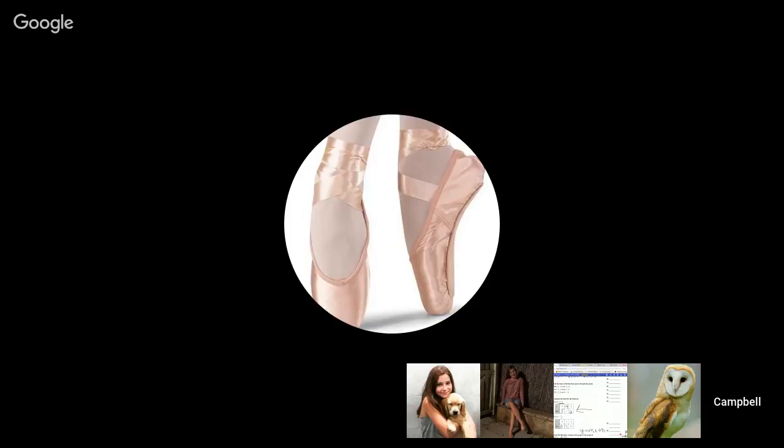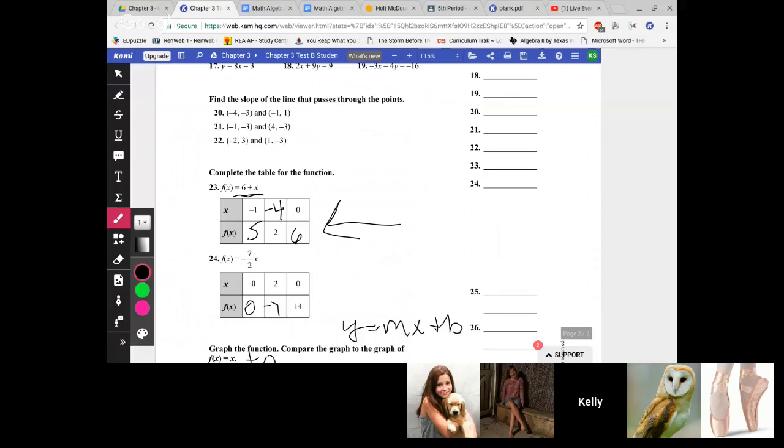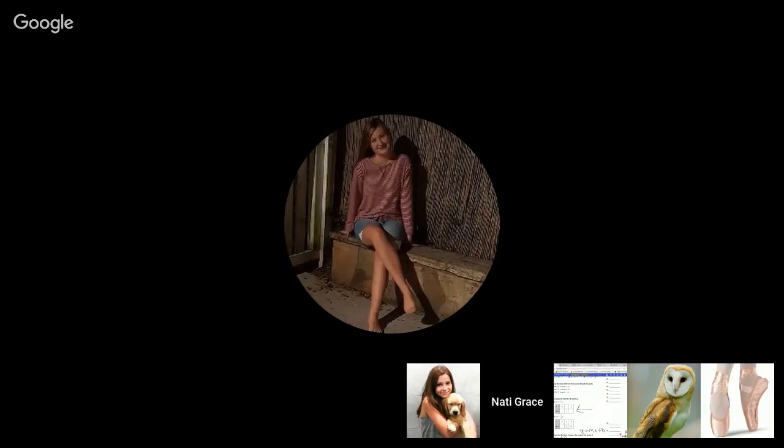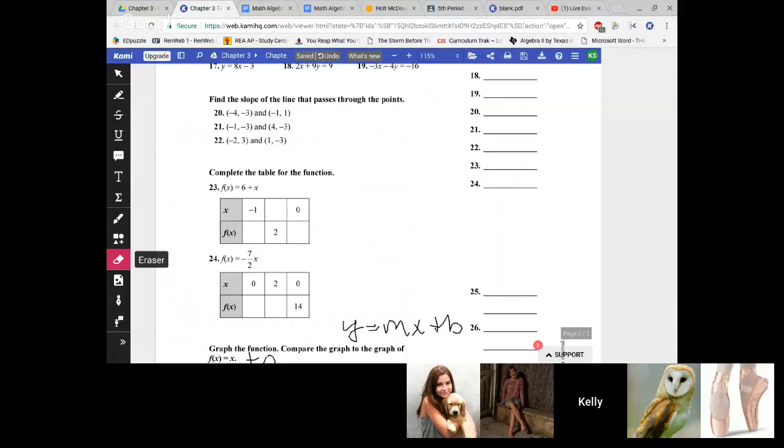How do you do 23 on the worksheet? Like 23 and 24. On those, you have to plug in the value to get the right answer. So for this one, it's giving you the x, so it would be 6 plus a -1, which would give you a 5. Does that make sense?